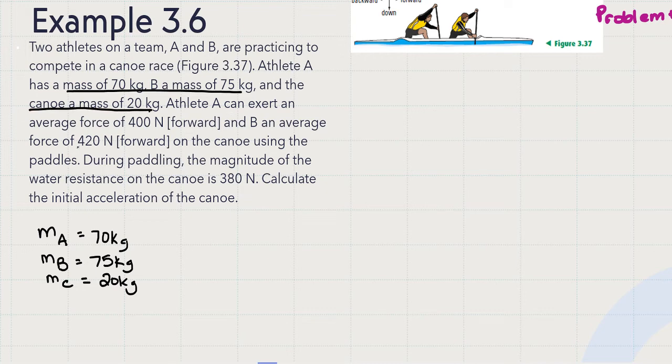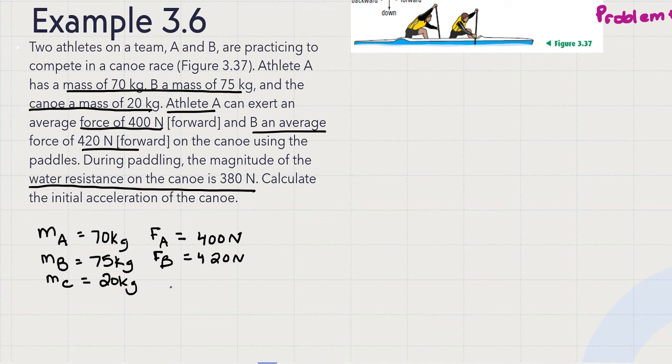Athlete A can exert an average force of 400 newtons forward. So then we say that the force of athlete A is 400 newtons. Force of B is 420. And then it says, during paddling, the magnitude of the water resistance on the canoe is 380.